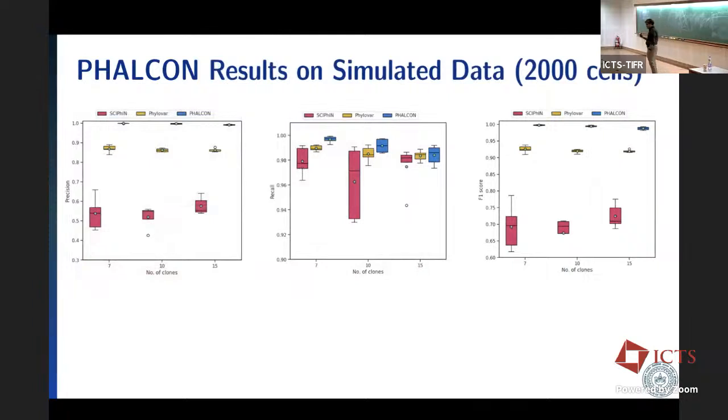Anyway, I'll just quickly jump to the results. Here we generated simulated data sets with 2,000 cells, okay? Luckily for us, with 2,000 cells, other methods still run. But you can see in terms of F1 score, they are not very good. Phylogeny is still doing okay. They are making some mistakes with respect to F1 score, but this is 2,000 cells.